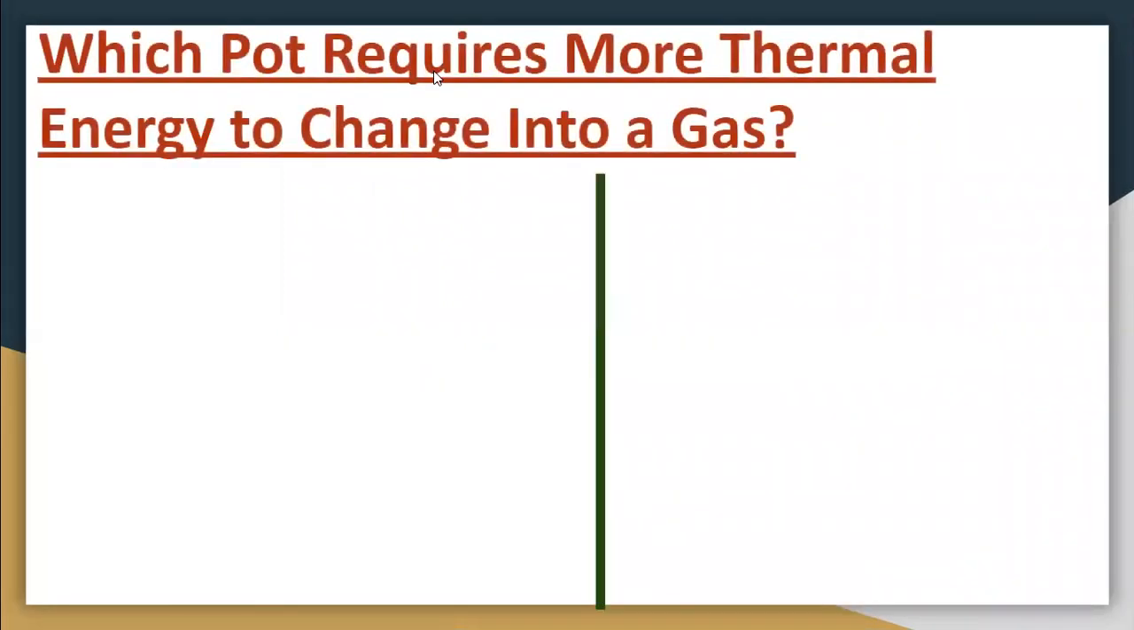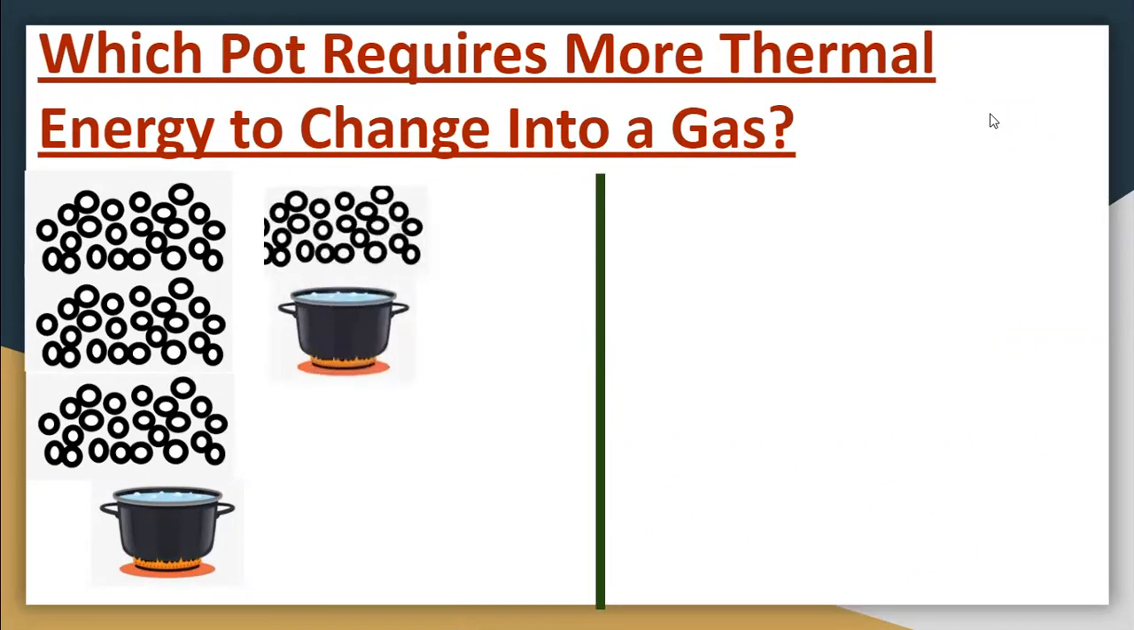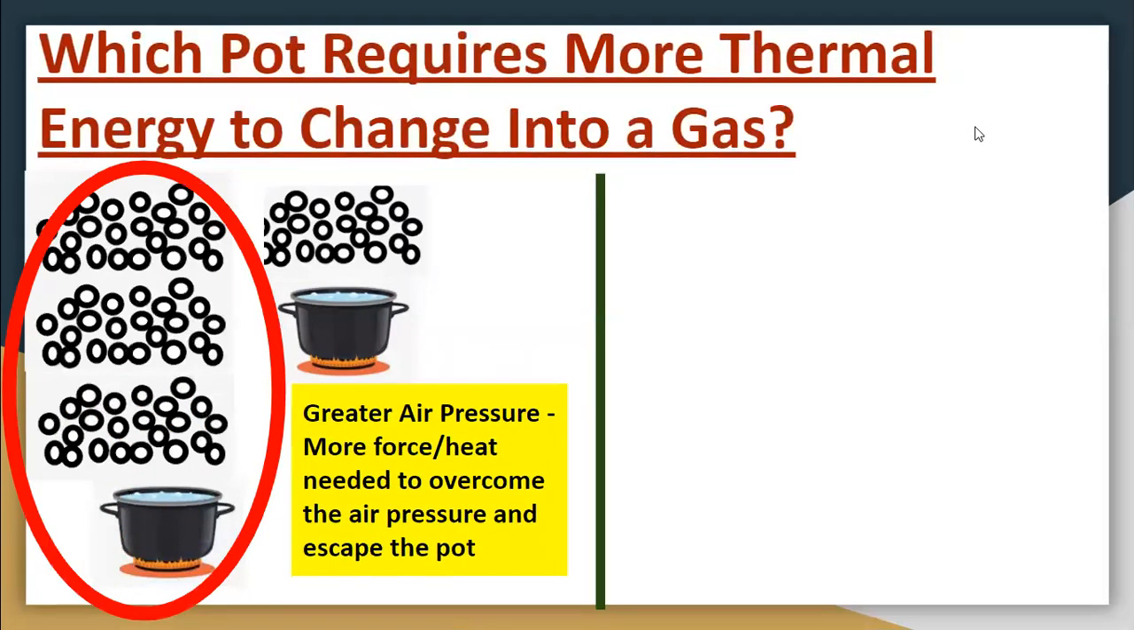Which pot requires more thermal energy to change into a gas? Okay, let's see if we can answer the quiz. This one or that one? Which one is going to require more thermal energy to change into a gas? Did you say the one with more molecules above it? Then you are correct. Greater air pressure equals more force or heat needed to overcome that air pressure and escape the pot.